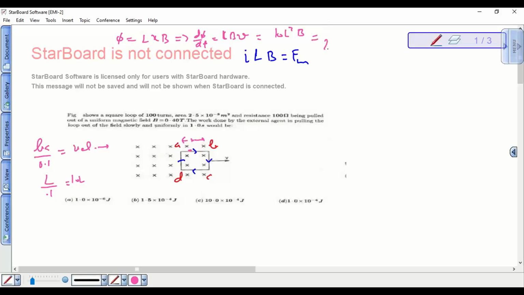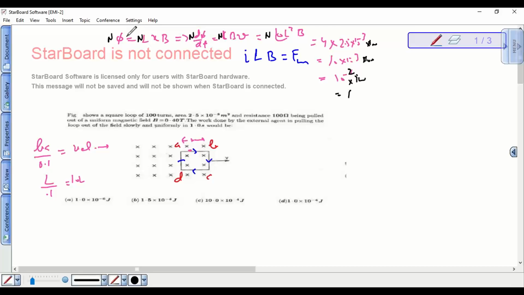The magnetic field is 0.40, so 4 into 10 to the power minus 1, and L square is 2.5 into 10 to the power minus 3. So this gives us 10 into 10 to the power minus 3, which is 10 to the power minus 1. Now one small point over here is, because there are 100 loops, we expect the flux to be multiplied by n, which is the total number of turns in this square loop. So n is 100, and a factor of 100 gets multiplied over here. So this is 10 to the power minus 2 times 100, which gives you 1.